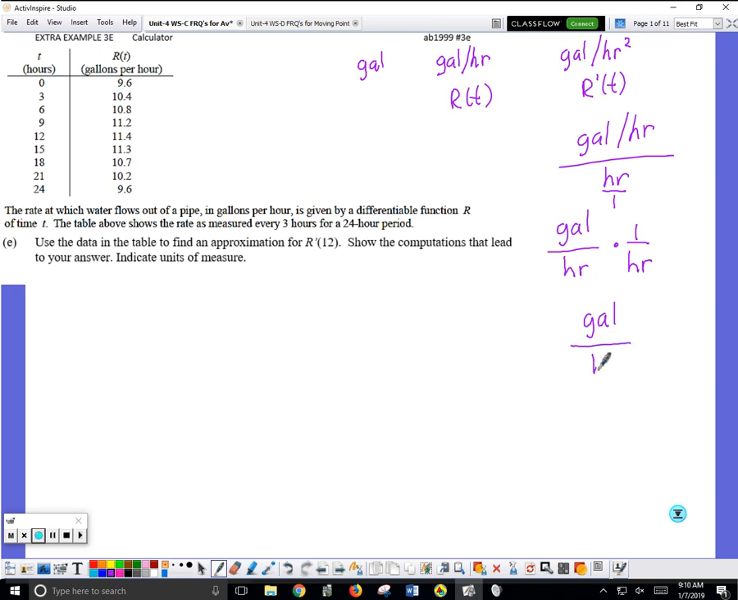Points for Elijah. Anybody else? So this is a rate. This is an amount. This is a rate of a rate. Question. Awesome. Okay, so that's what they're describing.